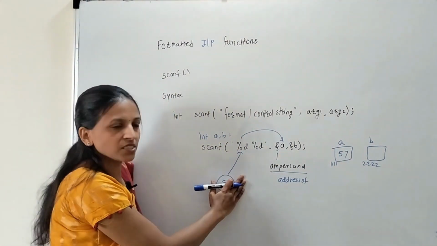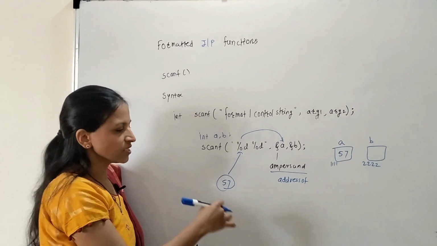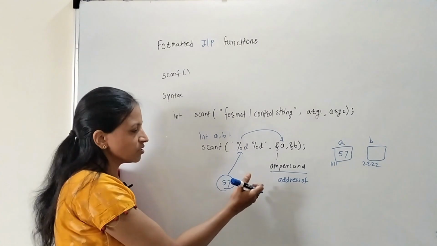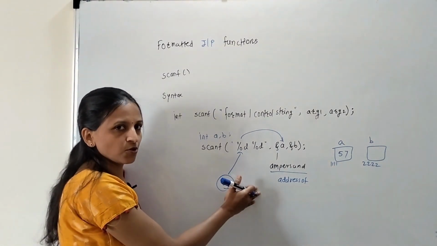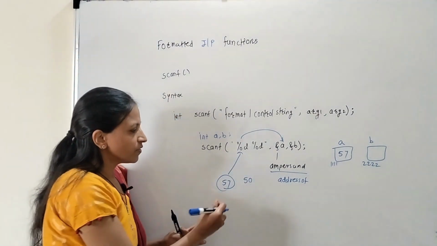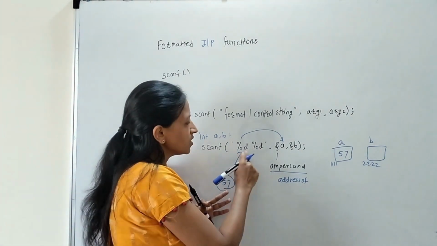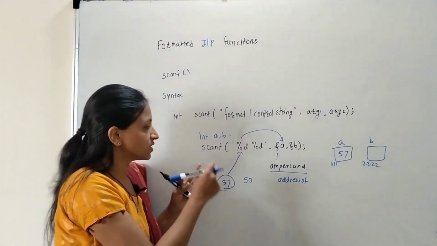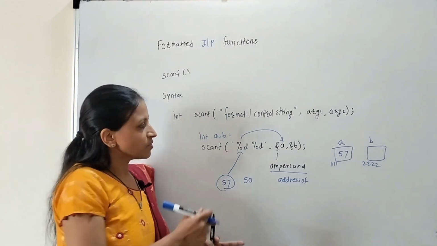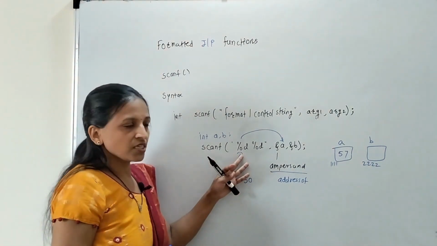Again, suppose after pressing space or after pressing the enter key, the user can press the enter key for the second value, or the user can give a space for entering the second value. In this way. Now suppose the user has entered 50. Again that value gets accepted. Here it is an integer value, that's why we have written %d. This %d two times indicates that this scanf is used to accept two integers from the user. Means for execution of this, the user should enter two integers.